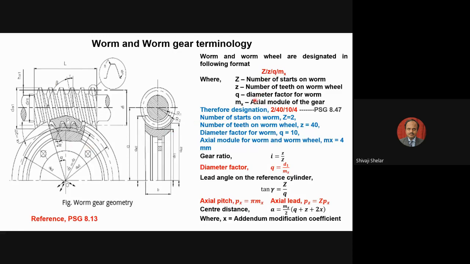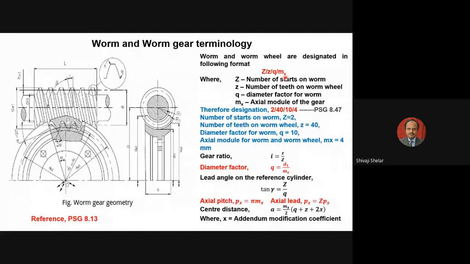Q here is the diameter factor of the worm. This diameter, D1, your reference diameter D1, has a relation with Q. We are going to learn that diameter factor relation. So Q will be specified here. Again, there are standard values for Q. You cannot take any value for Q. There are certain standard values you need to follow for Q.